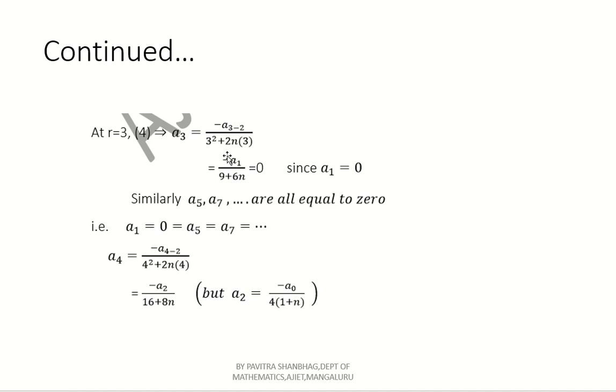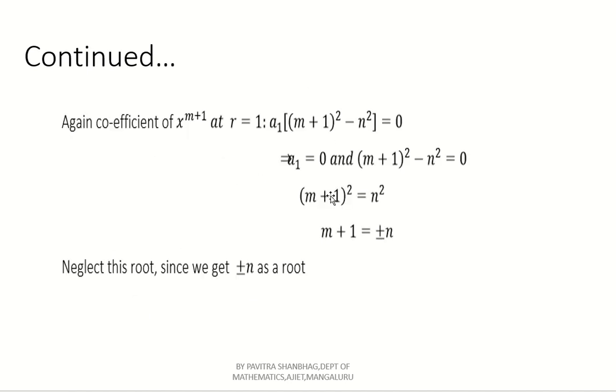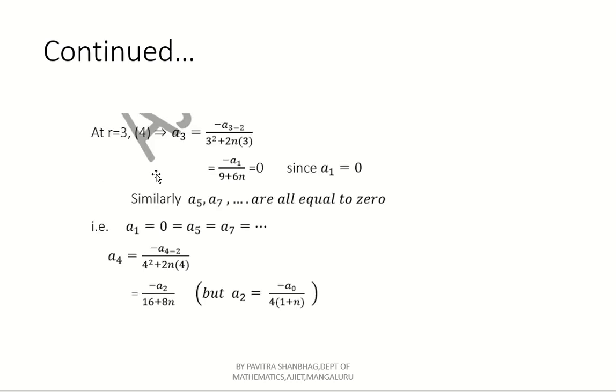But already we have discussed what a1 is. a1 is 0. We have already assumed in this case a1 equal to 0, and a0 not equal to 0 is already given. So a1 is 0, therefore a3 is also 0. Clearly, you can guess that all the odd terms vanish: a1 0, a3 0, a5 0, a7 0 and so on, because everything ends with a1, but a1 is 0.